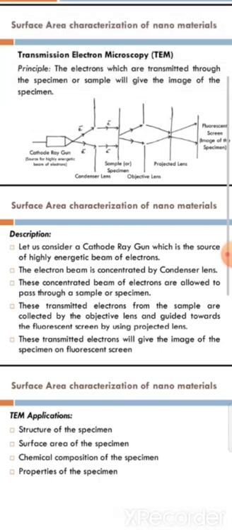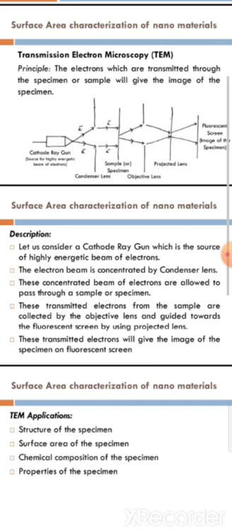Transmission electron microscope principle: the electrons which are transmitted through the specimen or sample will give the image of the specimen. A high energetic beam of electrons from the cathode ray is projected to the condenser lens, and it is transferred from the condenser lens to the sample or specimen. The thickness of the sample is less than 100 nanometers. From the specimen, the electrons are transmitted through the objective lens, and the projector lens projects the image to the fluorescent screen.